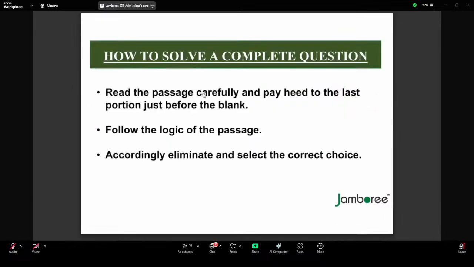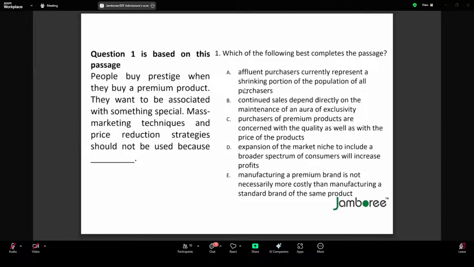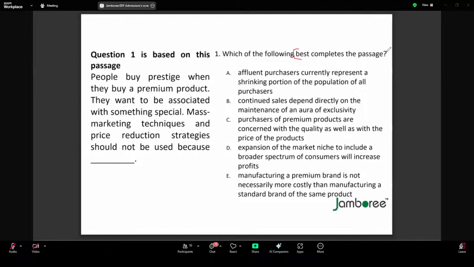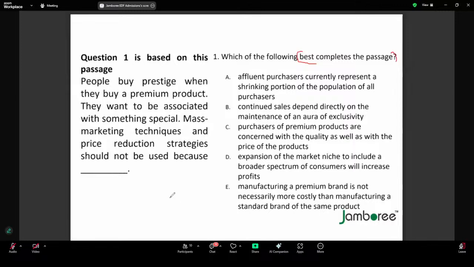More critical reasoning: how to solve complete the question. Read the passage carefully and pay attention to the portion just before the blank. Follow the logic of the passage. Eliminate options. Well, that's very helpful. Commonsensical things. In this one, just remember that you might get this kind of question, the one that asks what best completes the passage. So whatever direction they're going, you go in the same direction only. Don't try to change maneuver. Whatever they're saying, just keep going in the same direction and finish it in the same vein.